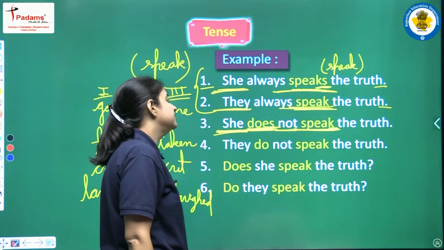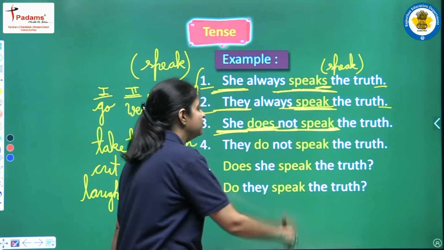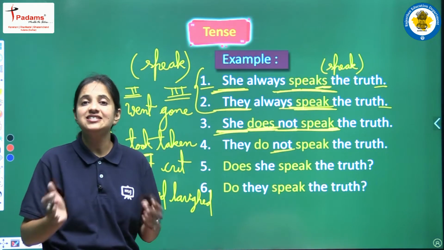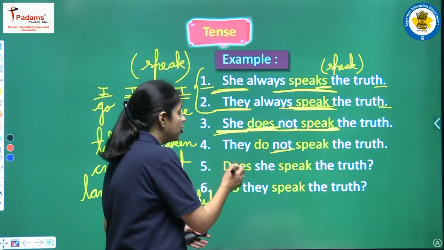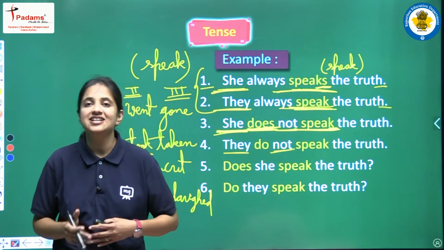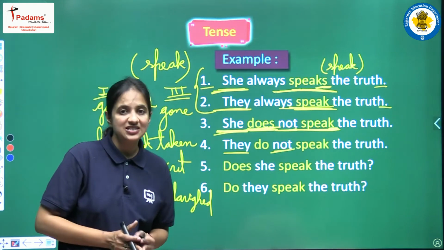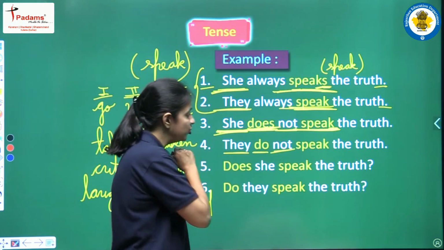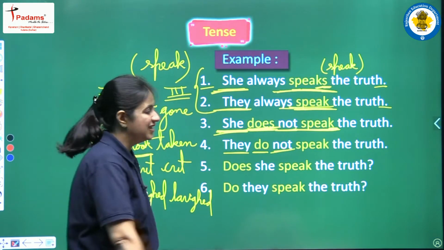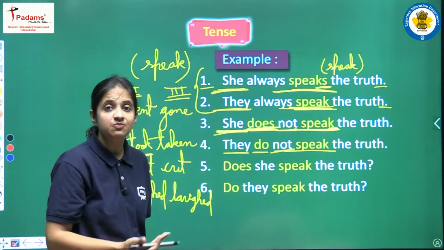Next sentence is they do not speak the truth. So again, first of all, we will notice that we are having not. It means this is a negative sentence. So in a negative sentence, yes, we will write do and does, but according to the subject. Now we are having they as the subject, and they is a plural subject. They means more than one. So we will write do for the plural subject, and for the main verb we will use the first form. So we will write speak again, and our sentence will be they do not speak the truth.